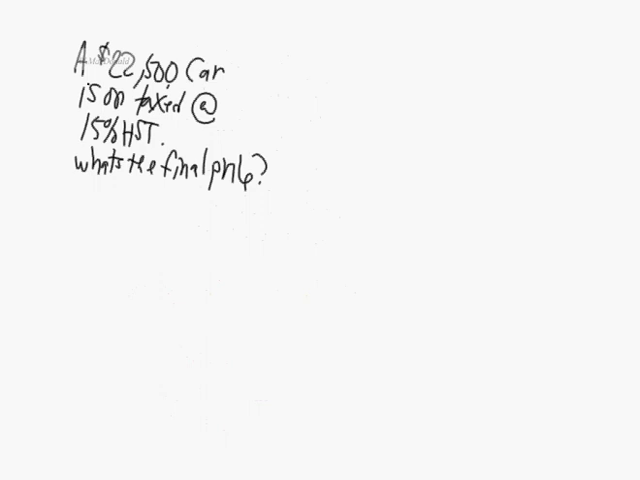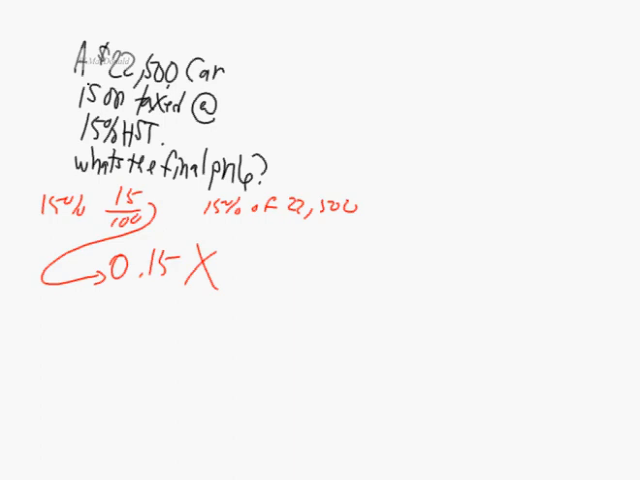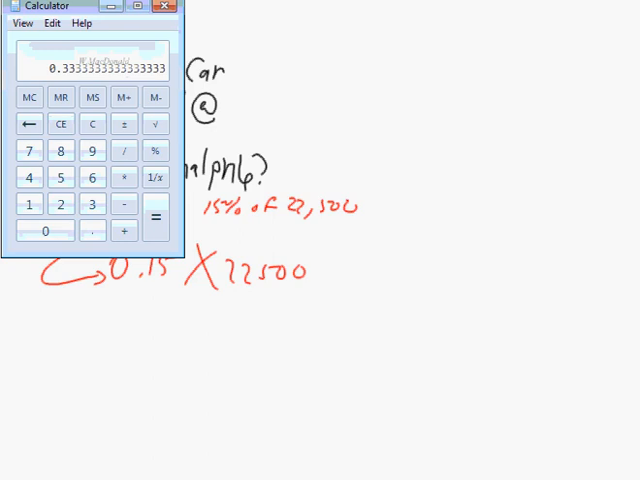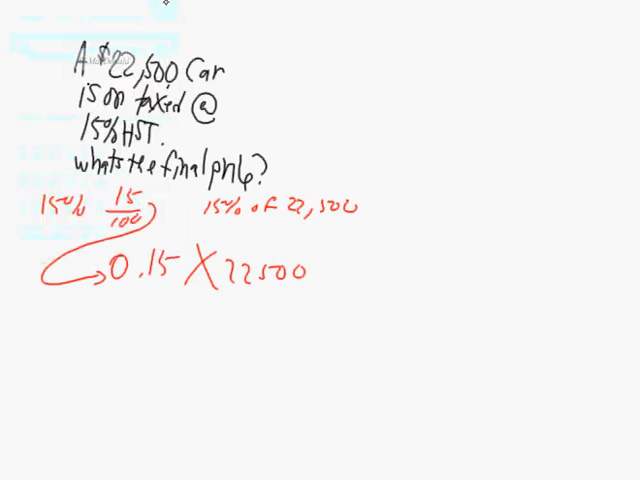Question 7. A $22,500 car is taxed at 15% HST. So what is 15% HST? So 15% as a decimal is 0.15, 15 hundredths, or 15%. If I think about 15% of 22,500, I can really think of it as this. And when I do that, I take my calculator, 15% of 22,500 is 3,375.